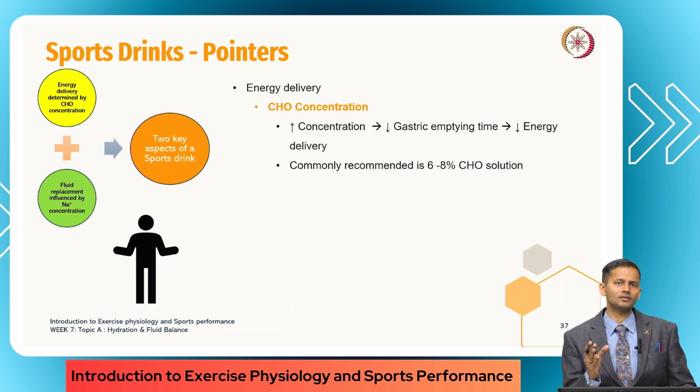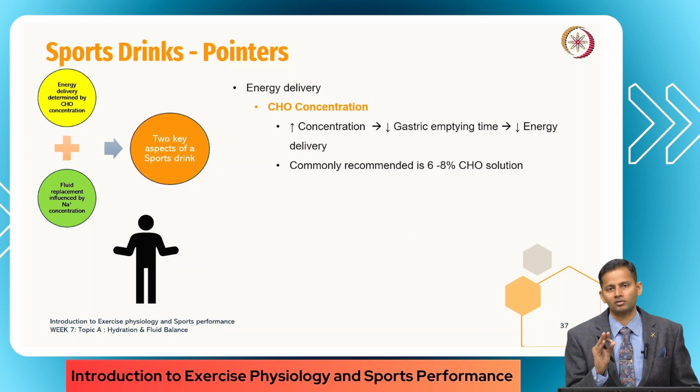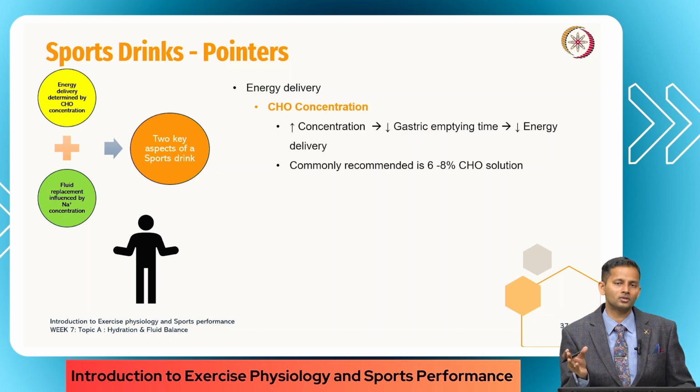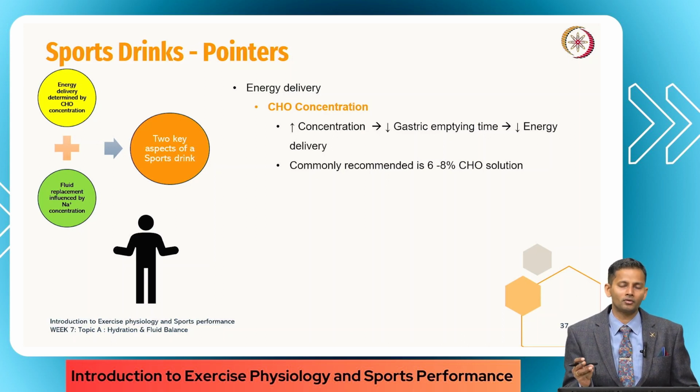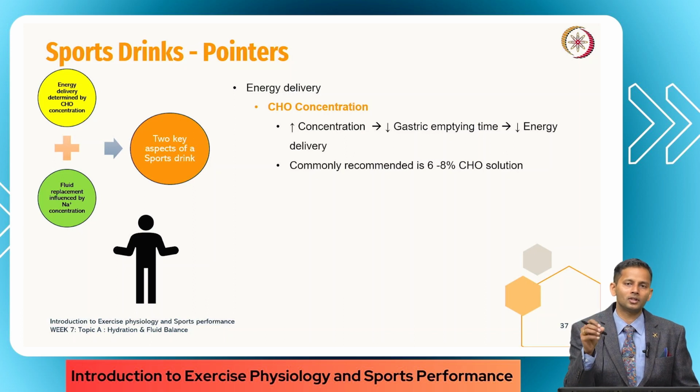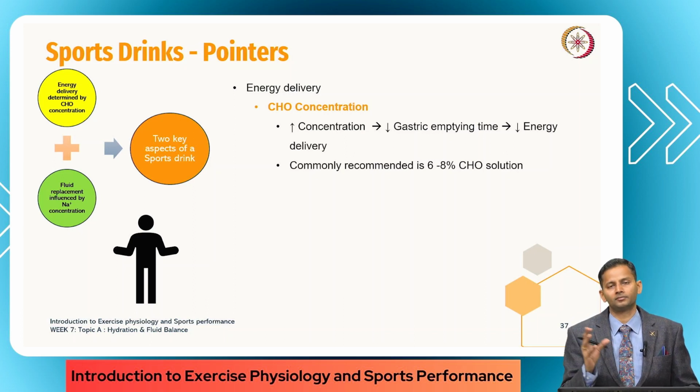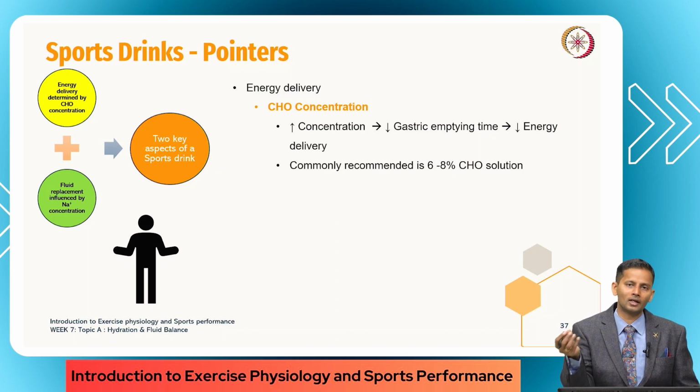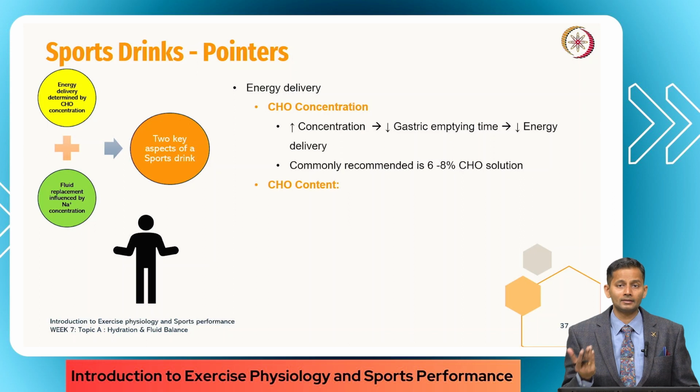With respect to energy delivery, there are two aspects to it. One is the concentration. We have seen time and again, I've repeated that carbohydrate concentration affects the gastric emptying time. So the concentration should be anywhere between 6 to 8% of the solution. If you take 1 liter of water and add 6 grams of glucose to it, that becomes a 6% solution. Such a solution should be ideal for immediate absorption and increasing the gastric emptying.